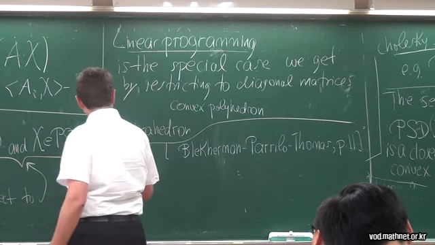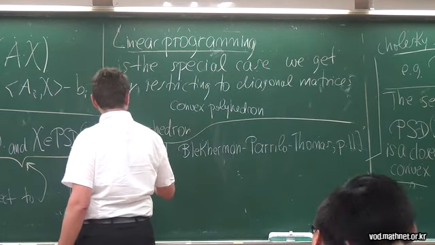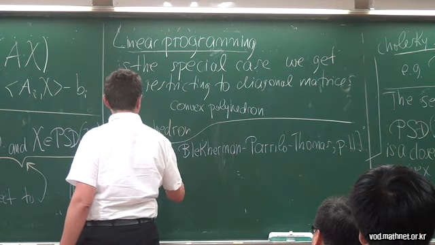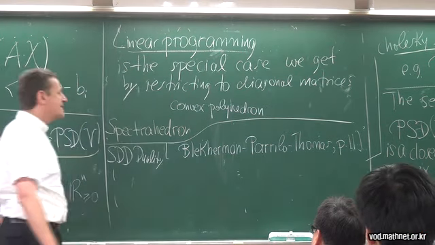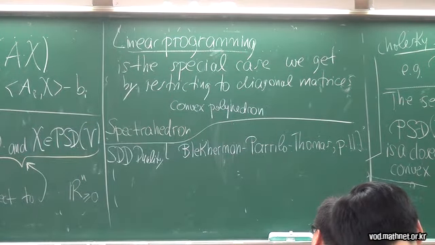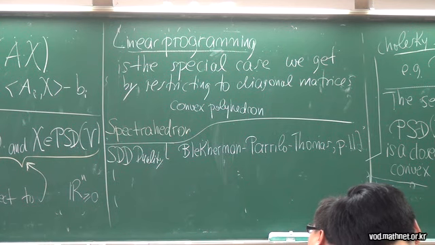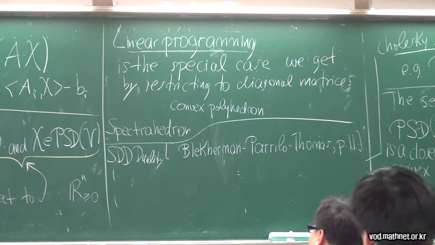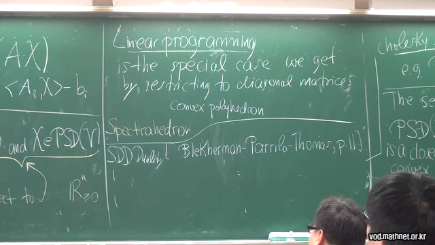And on page 11, you find duality theory. So I'm going to state for you now semi-definite programming duality as stated in the notation of page 11 of the book by Blekherman, Parrilo, and Thomas.